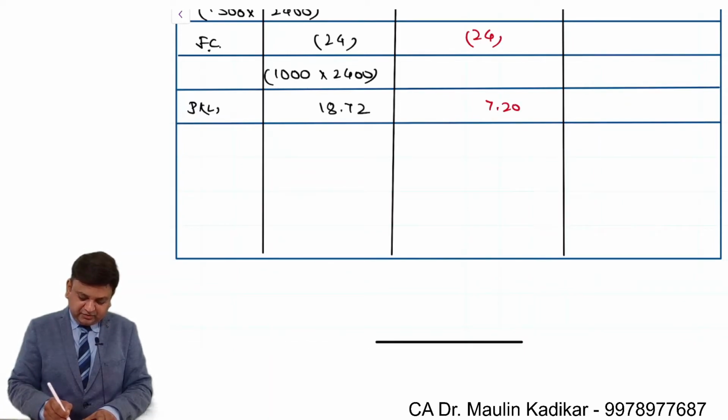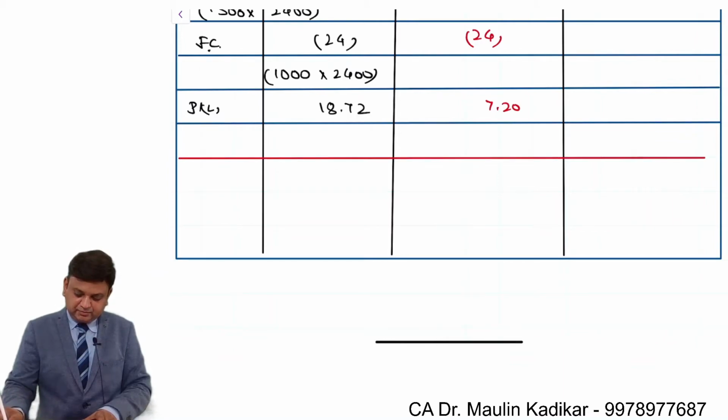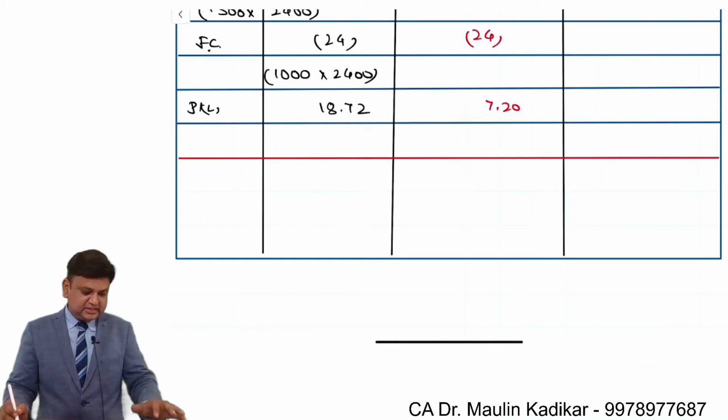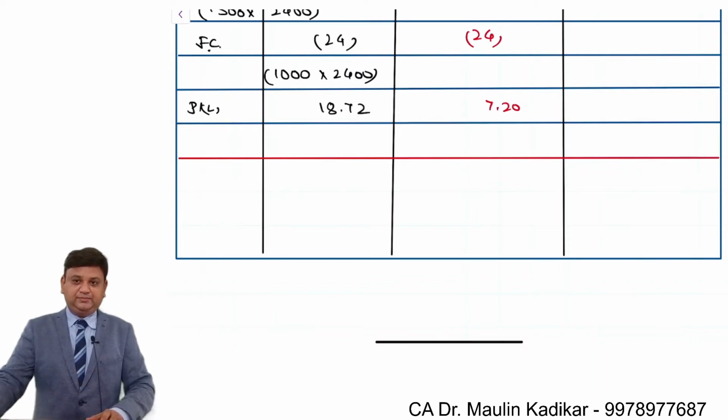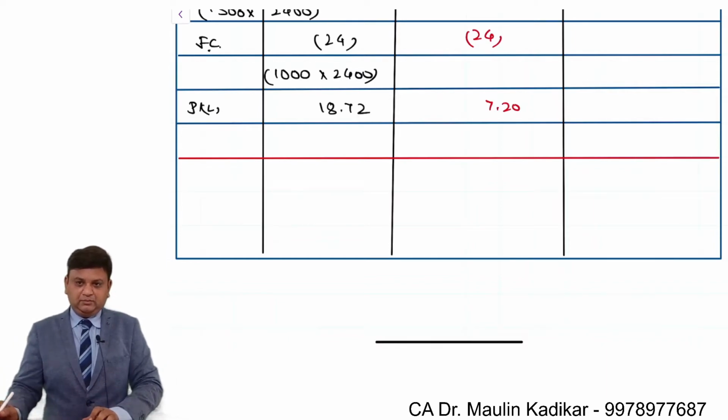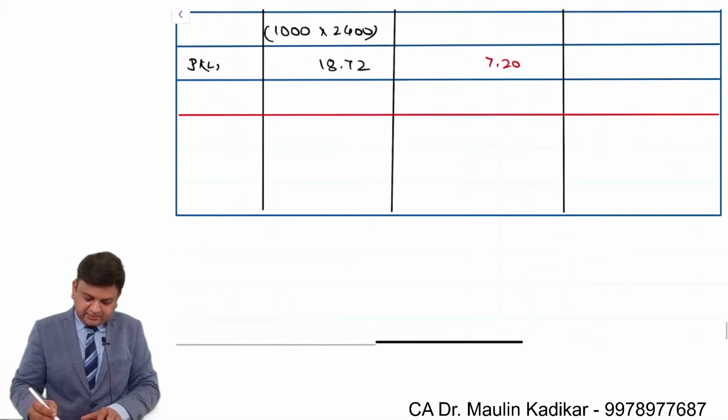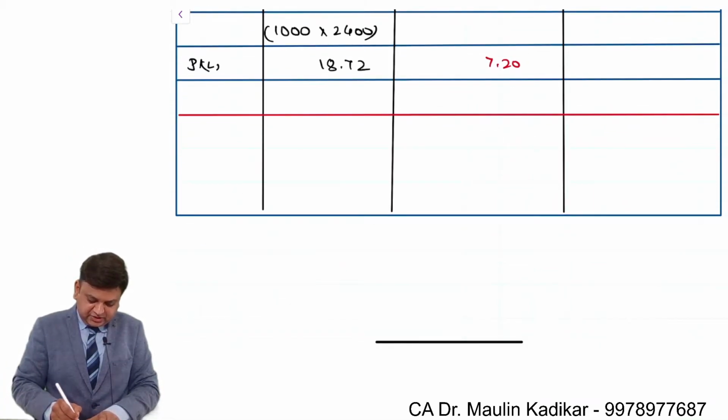So now we will compute the difference of these two. That is 18 lakh 72,000 and 7 lakh 20,000. So the difference comes to 11 lakh 52,000. So we will have the profit or loss due to transaction exposure.